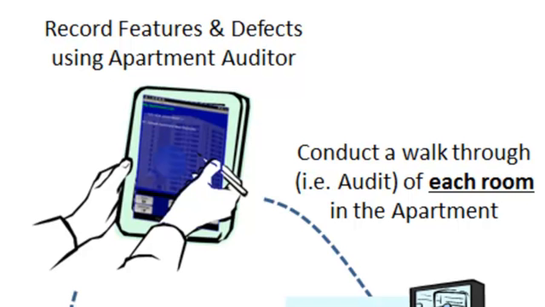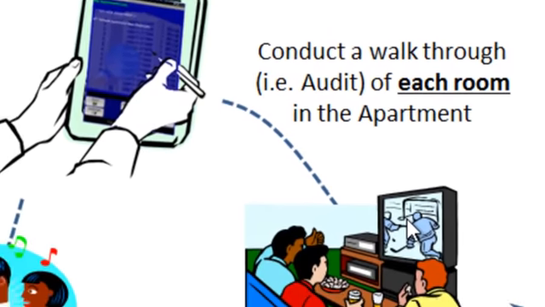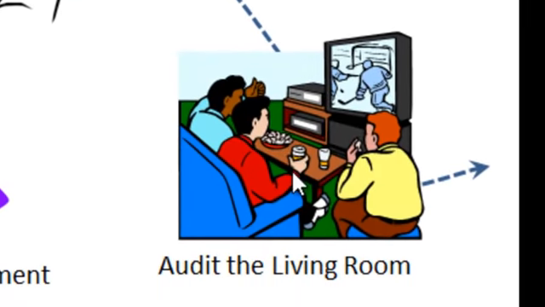Why? Well, because we know that someday you're going to check out of this apartment, and we want to make sure that we've got documented evidence of the state of the apartment when we moved in. So in the living room, what would we be looking for? Well, obviously carpeting, ceiling, the obvious features of a particular room, but we want to make sure that we also check the outlets, make sure that all the outlets are working properly.